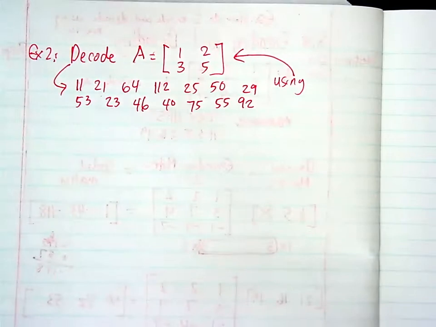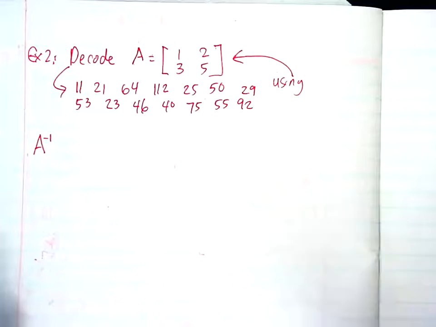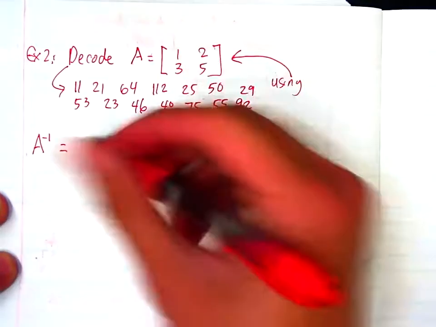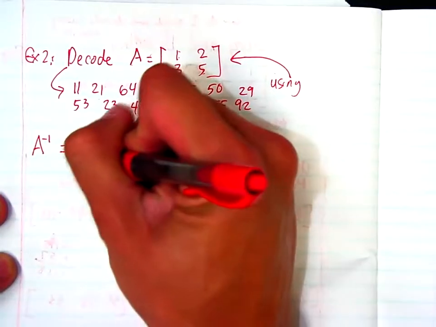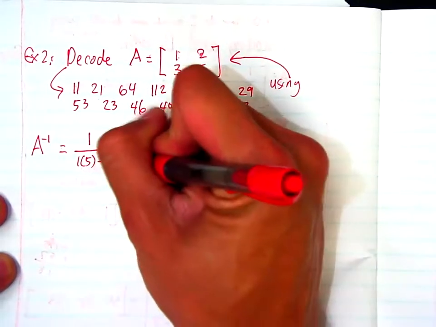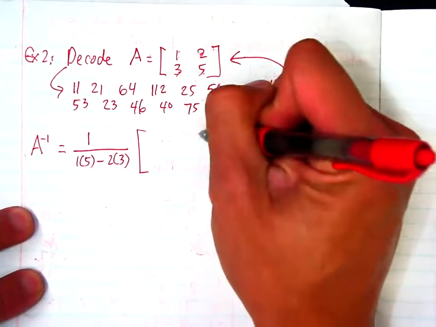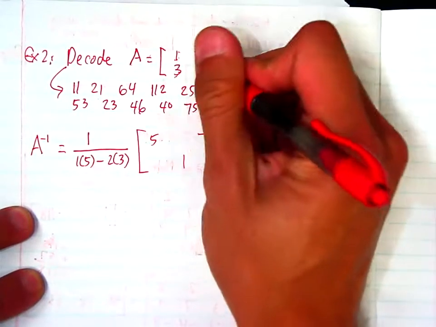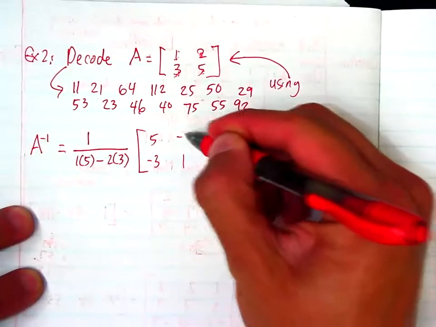Okay? So first we have to find the inverse. So let's find the inverse. We're going to find A inverse. So it equals 1 over A times D, so that's 1 times 5, minus B times C, which is 2 times 3, times, and then I'm going to flip these two, so it's going to be 5 and 1, and then take the opposite of these two, which is -3 and -2.